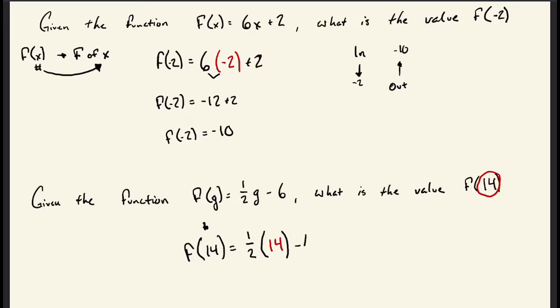And minus 6. Well, 1/2 times 14 is 7. And then just bring the minus 6 down, or negative 6. And then we have f of 14 equals 1. So again, with our input and what we get out, if we put in 14 in this function, we get out the number 1.